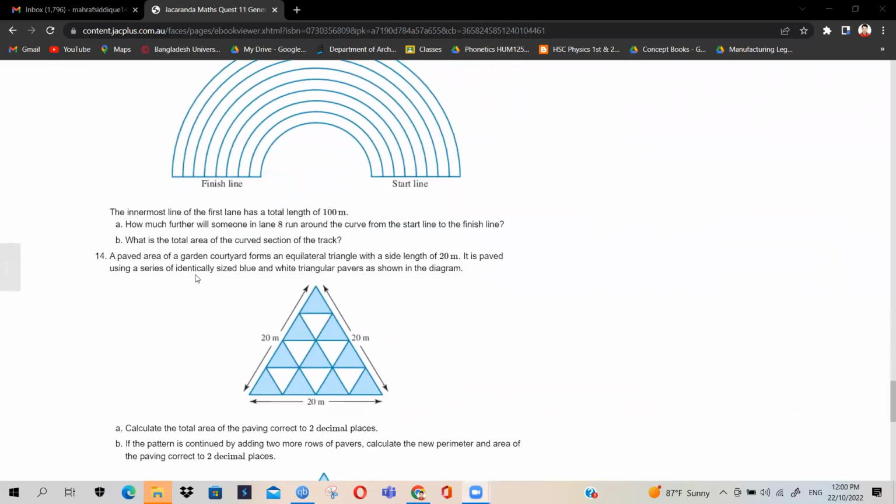The paved area of a garden courtyard forms an equilateral triangle of side length 20 meters. It is paved using a series of identically sized blue and white triangle pavers. Calculate the total area of the paving, correct to 2 decimal places. What's this side? It is paved using a surface.